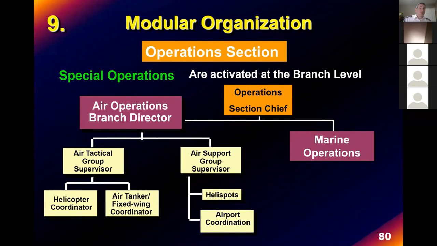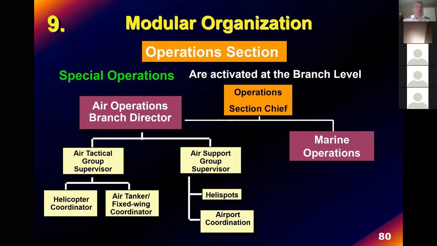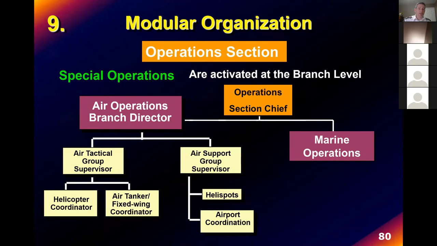All right, special operations are activated at the branch level, right? So we may have the operations section chief. They've set up an air operations branch director. Maybe a marine operations branch is also required. And then you'll start having the different tactical groups, possibly task force, strike group, and strike teams underneath them as well, right? It's often convenient to use this kind of setup for organizations that have pre-established organizational structures. The branch director will report directly to the IC.